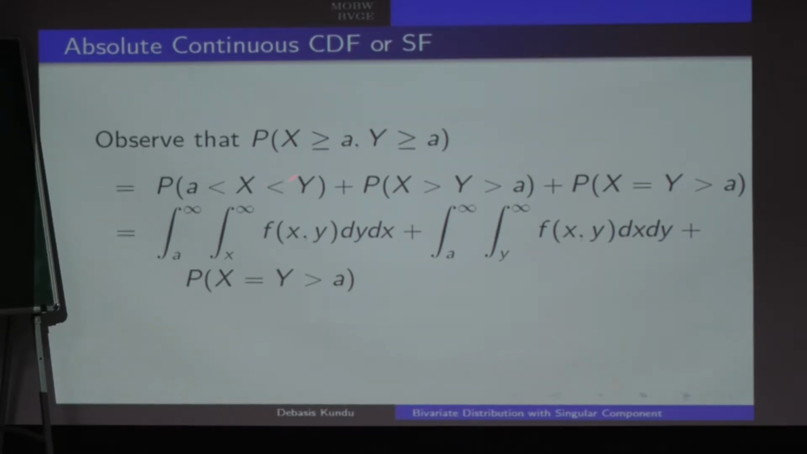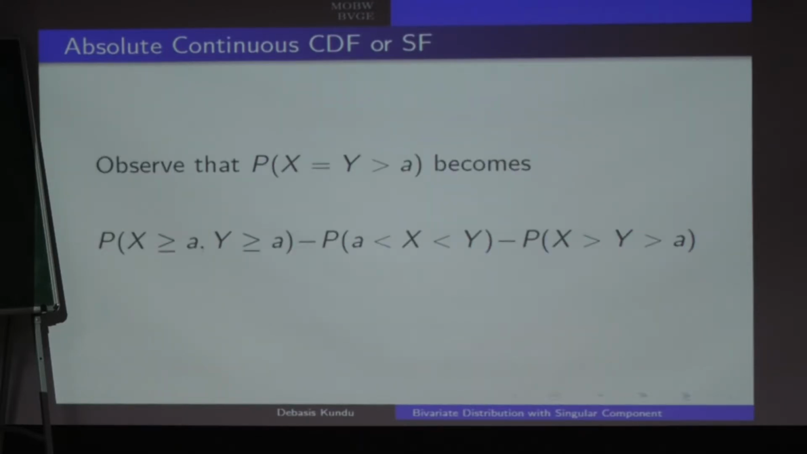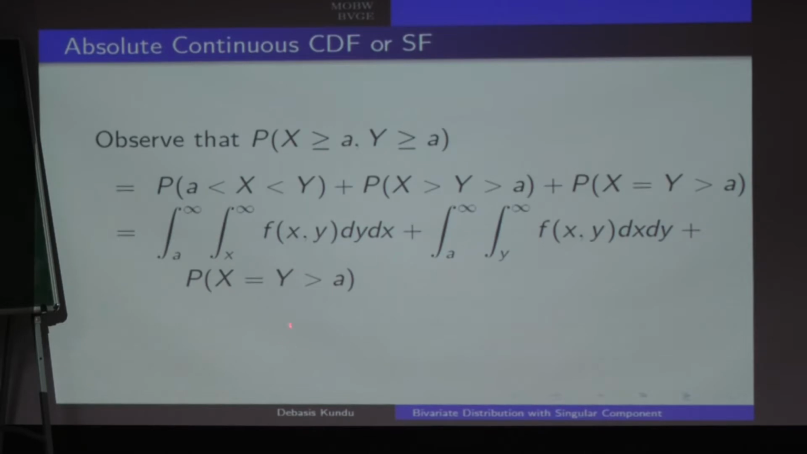Again, I'll split it up into parts: probability x greater than a less than y, probability x greater than y greater than a, and probability x equal to y greater than a. If you look at these quantities, this one, this one, and this one, let's compute this one. So the probability x is equal to y greater than a is simply this quantity minus this minus this.